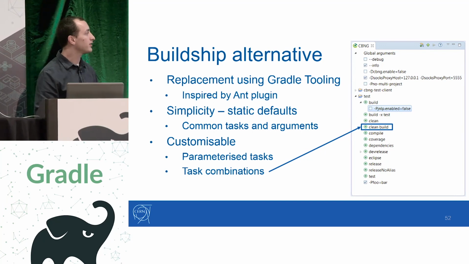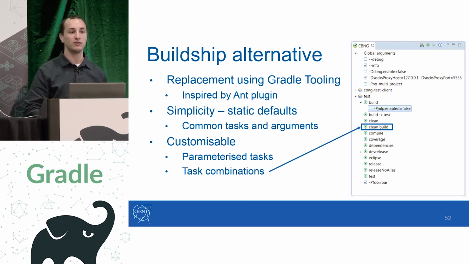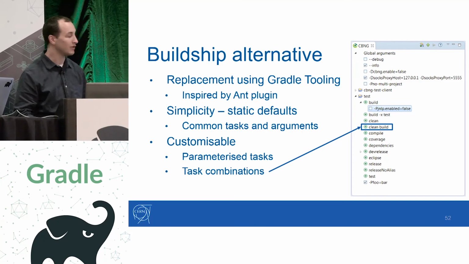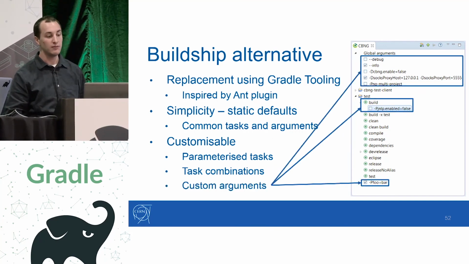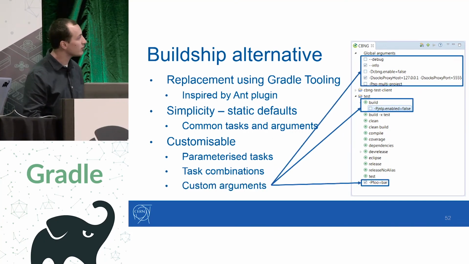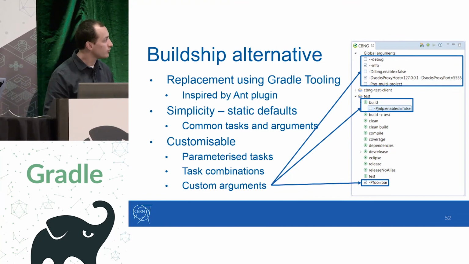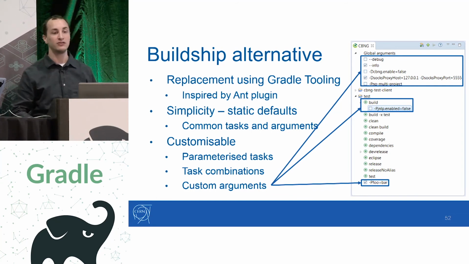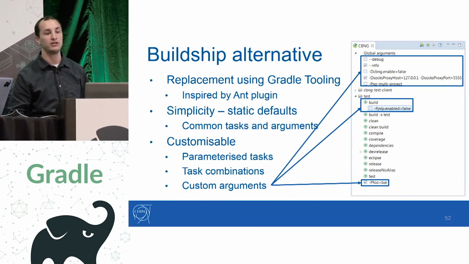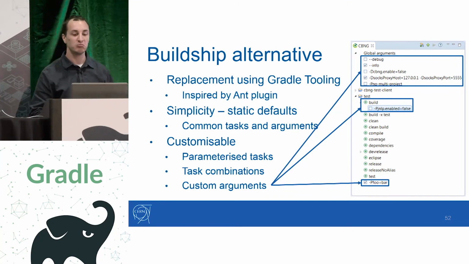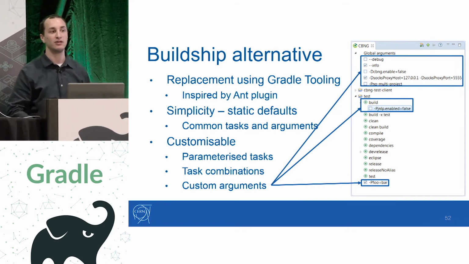You can have combined tasks, so commonly run together tasks can be executed conveniently. And you can also have custom arguments. Now we have task arguments defined on the task level, on the project level, and even maybe globally as well. For example, you might want to easily turn off and on the proxy configuration that you have for Gradle. And this is not something that you can do easily if you're using Buildship.